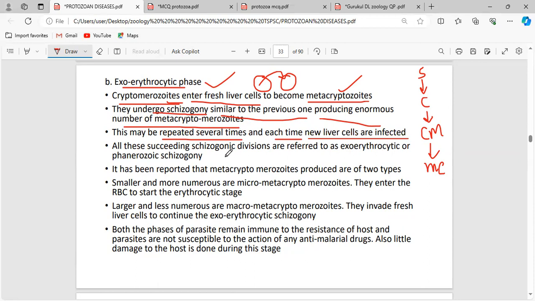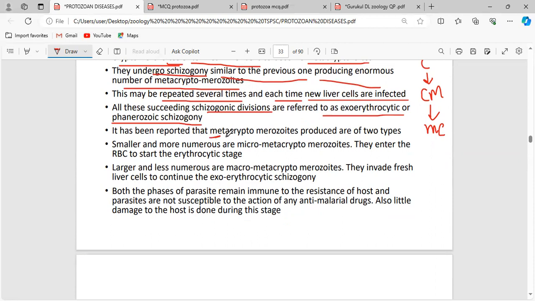Now all these succeeding zygogonic divisions are referred to as the exoerythrocytic or phanerozoic zygogony, and this type of repeating division is said to be the exoerythrocytic phase. This exoerythrocytic phase is also called the phanerozoic zygogony. Now, the metacryptocytes produced are of two types.